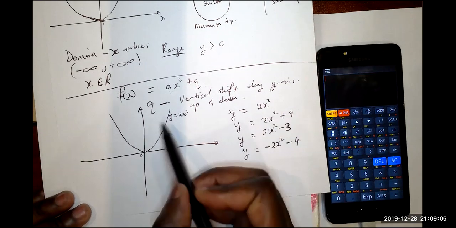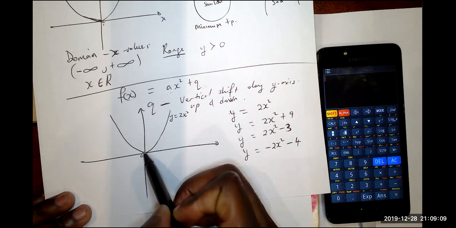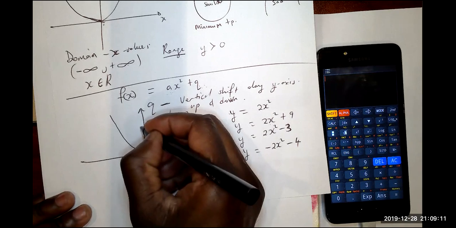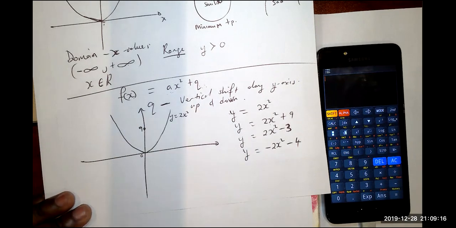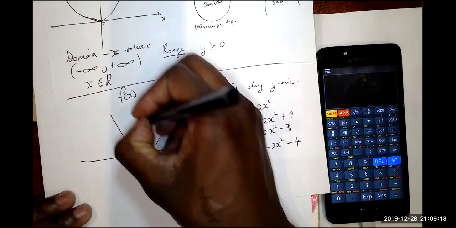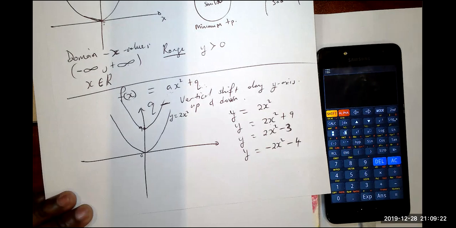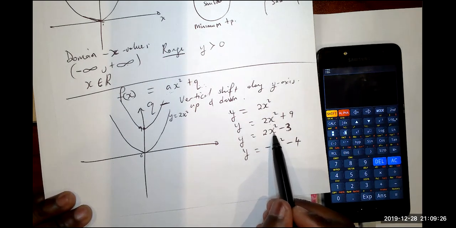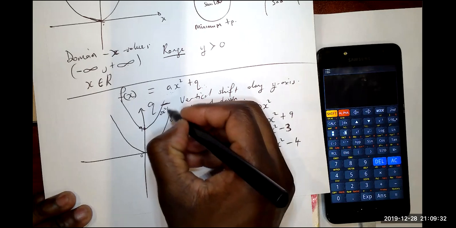Now what about 2x squared plus 9? We know that we shifted this graph 2x squared 9 units up. So we expected to see that turning at 9. So we put 9 there. Then we shifted our graph. That's what it means. We shifted our graph 9 units up. That's what we did there. So this one is 2x squared plus 9.